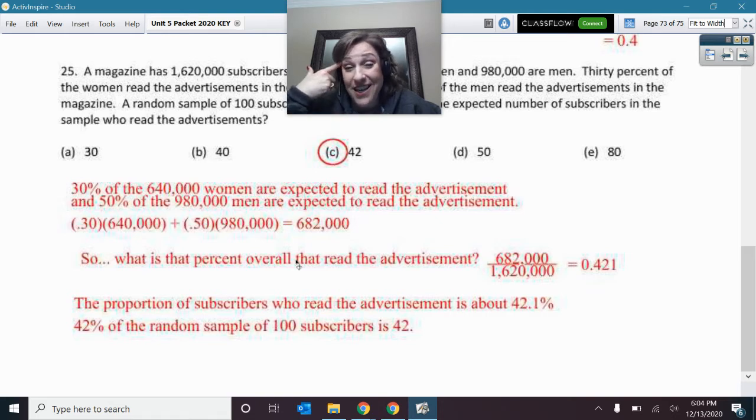Now then it said in a random sample of 100. So what if it had not said 100? What if it had said in a random sample of 200? How many do you expect to read it? So once you get that percent, then you would need to multiply it by whatever size sample that is. Ooh, that would have been really tricky. They added that third component to you to do.